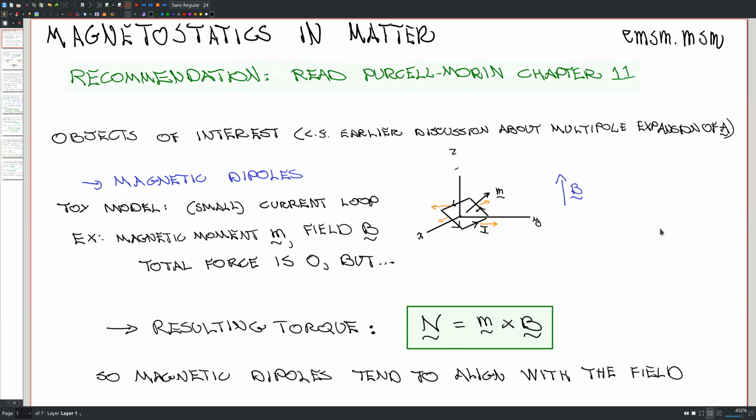The idea of today is that we're going to discuss magnetostatics in matter. So this is a direct continuation of everything we've done with electrostatics. It's going to look relatively similar, but of course with some important differences.